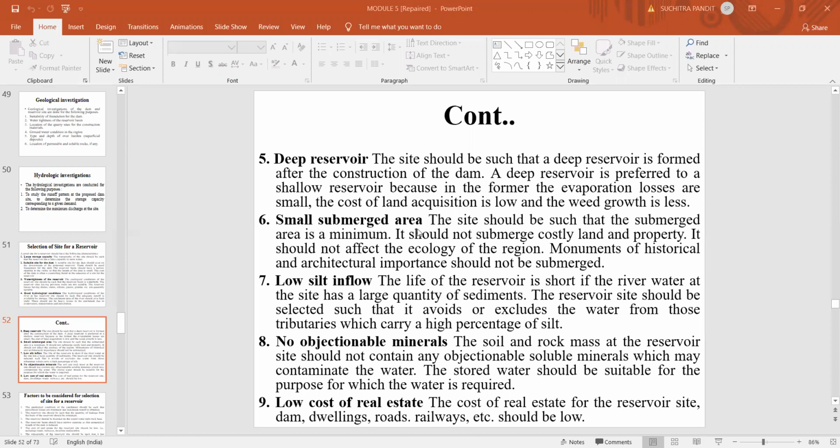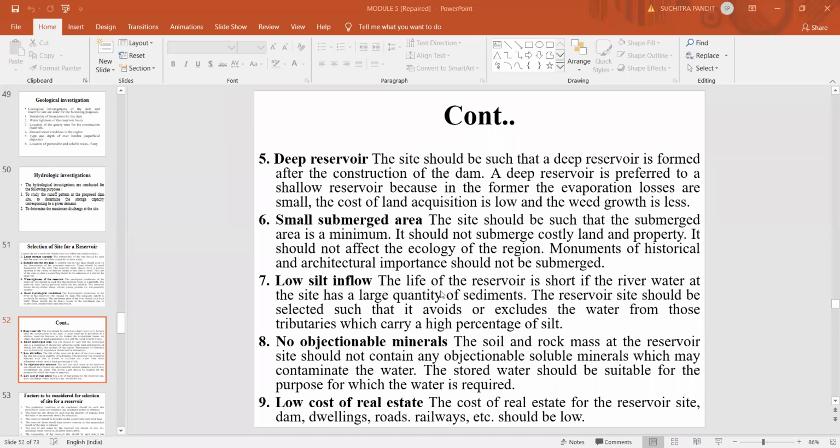Next, small submerged area. The site should be such that the submerged area is minimum, because whenever we construct a reservoir, the upstream side of the reservoir becomes an artificial lake, so that the lands on the upstream side may be submerged, even the forest land or the people's agricultural land. So the area of submergence should be as far as possible very minimal.